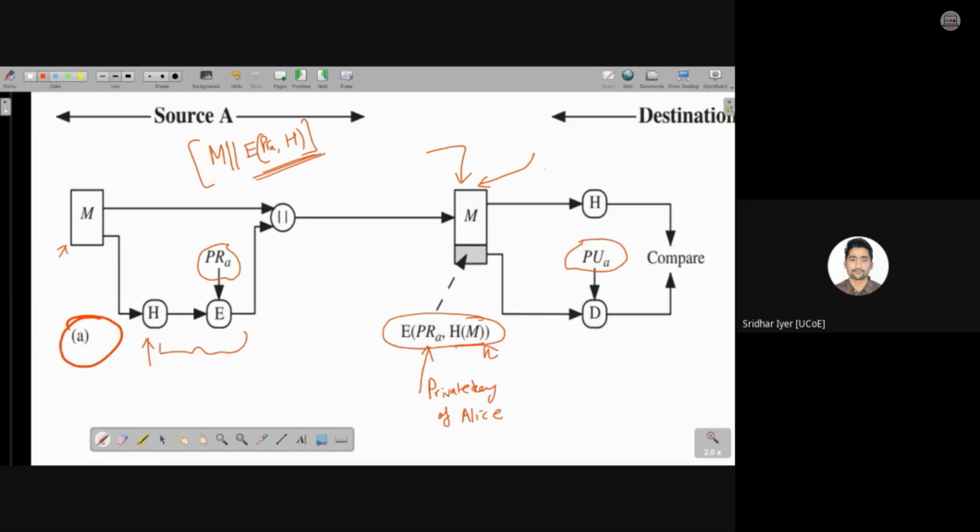Come on, let me know. The receiver needs to decrypt this message using which key? Public key of whom? This has to be crystal clear. Public key of whom? Alice, or A. Correct. Public key of A. Because if this message is encrypted using the private key of A, it has to be decrypted using the public key of A. Exact opposite, right?